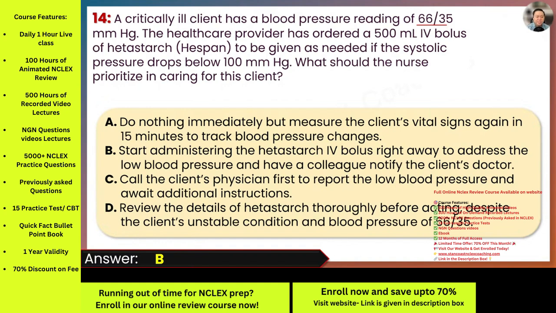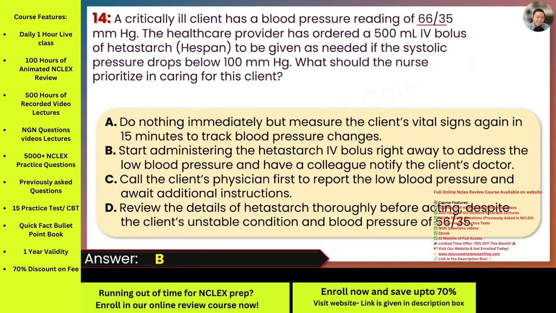Now, what about letter C? Call the client's physician first to report the low blood pressure and await additional instructions. Well, again, the client already has an order to receive the HIPAA as needed for low blood pressure. So there's no need to wait for further permission. And every second counts. So if you're delaying the IV bolus to make that phone call, this could lead to irreversible organ damage.